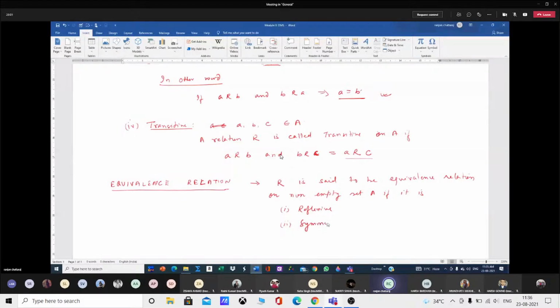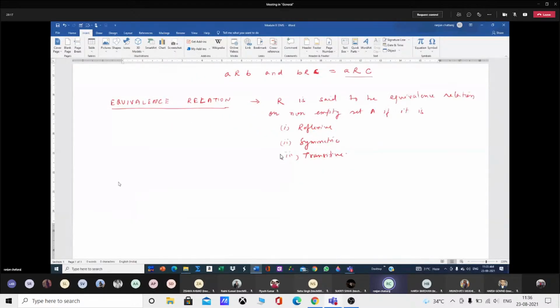Okay, and can anyone tell me what a partially ordered set is? This is a very important thing. R is called a partially ordered relation if, any idea?